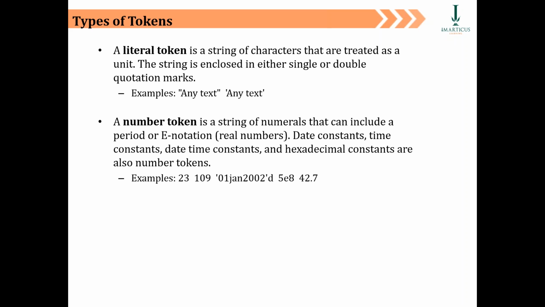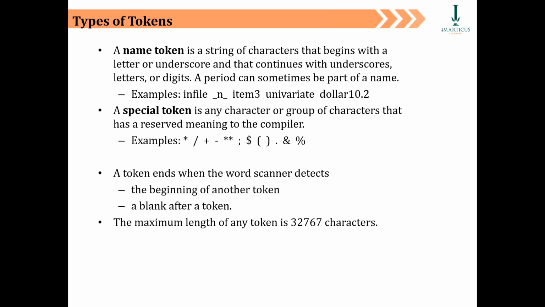Like for our example, all the normal numerical characters, time and date formats are basically number tokens. And a name token is something like what we have seen. A name token is a string of characters that begins with a letter or underscore and continues with underscores, letters or digits. A period can sometimes be a part of a name.